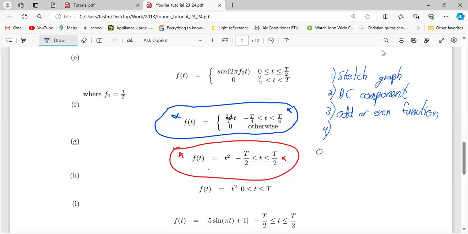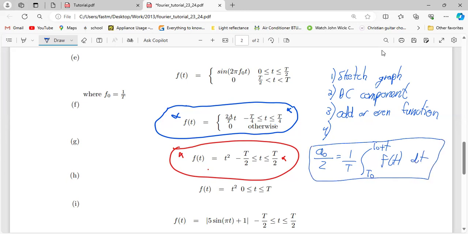So there is an equation for the DC component: 1 on T, integral from t0 to t0 plus T. What I mean by t0 to t0 plus T is basically just any period. That means it doesn't have to start from 0. That's a period, right? Of f of t dt. There's the equation for your DC component.